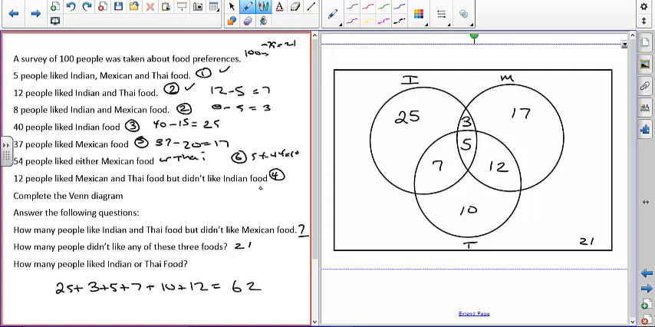Then I had to skip to this one because there were two things I didn't know instead of one. This is where you like two things but don't like the third. Those are these ones right here. So I could have said, 7 people like Indian and Thai but don't like Mexican. That would be 7. How many people like Indian and Mexican but don't like Thai? That would be 3.